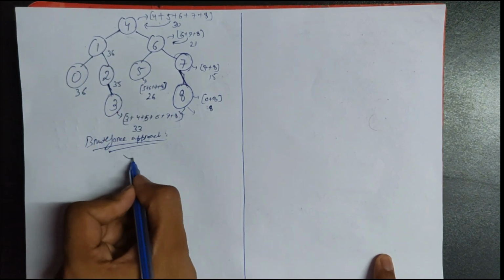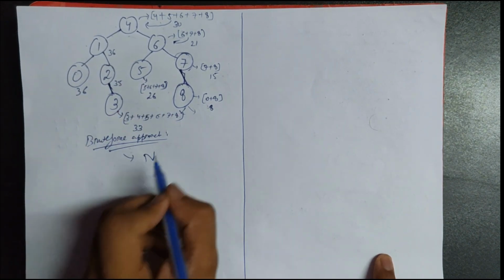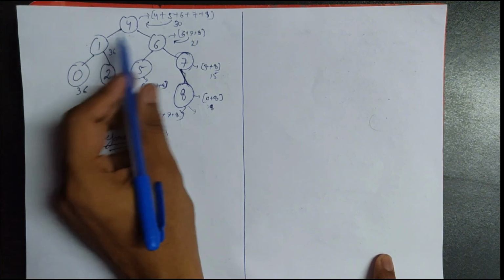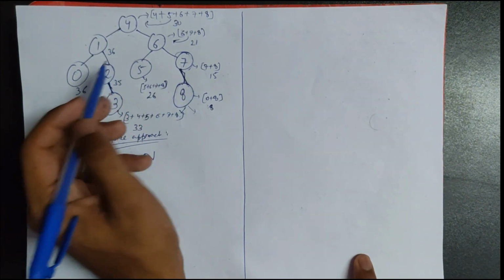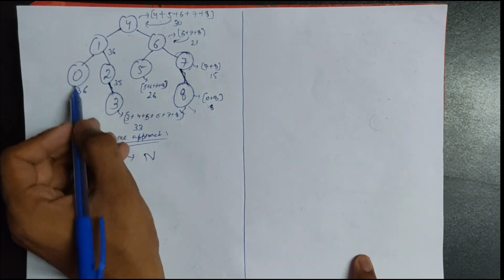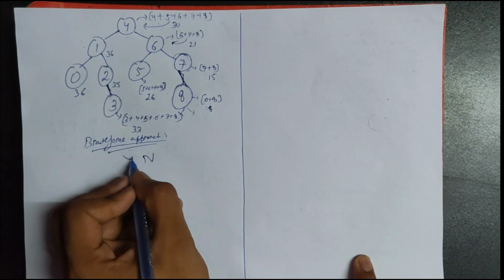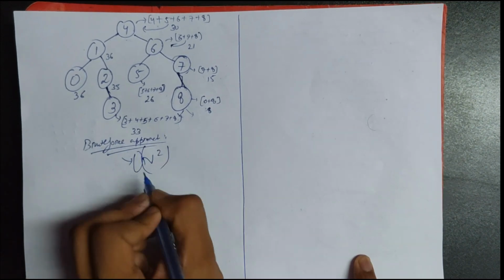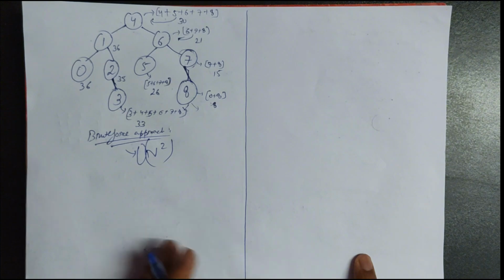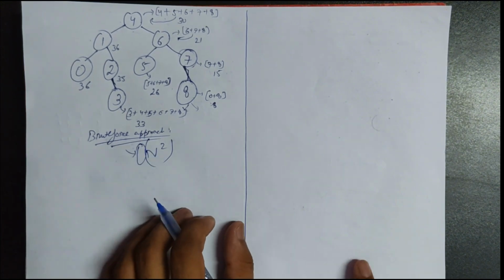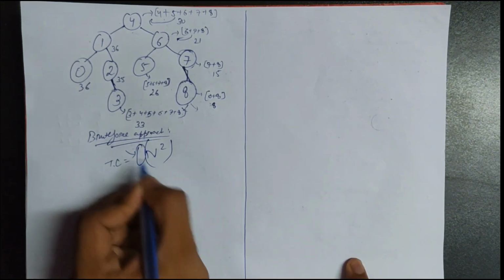So for the brute force approach we will go to the n nodes and we will again check n nodes, to see if there is any value which is greater than the current value of that node. Okay, so the time complexity of the brute force approach will be O of n square.